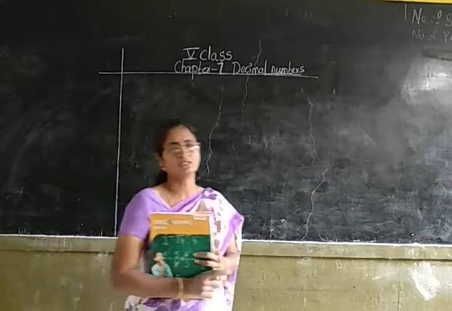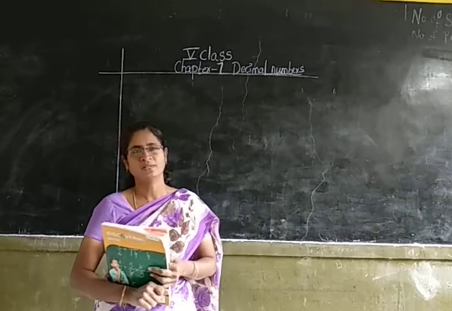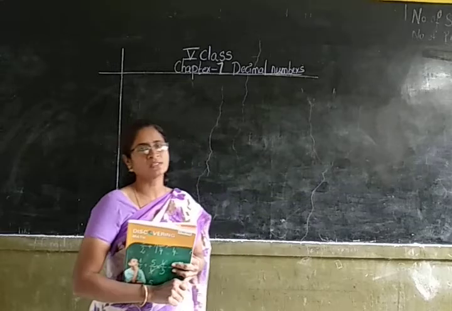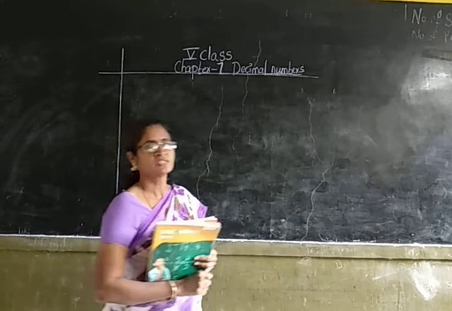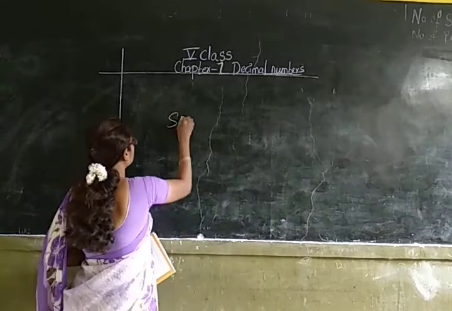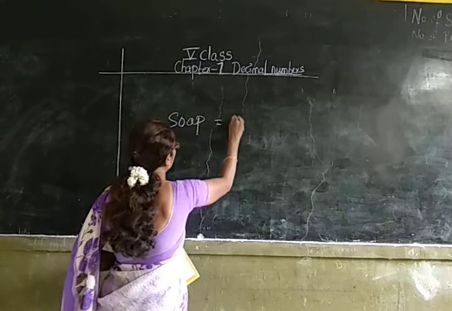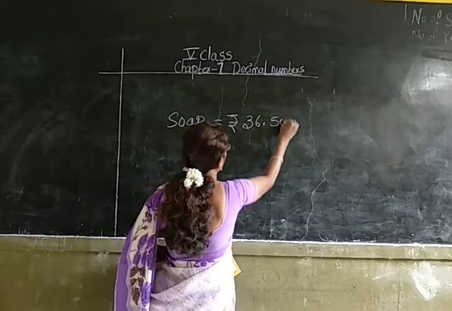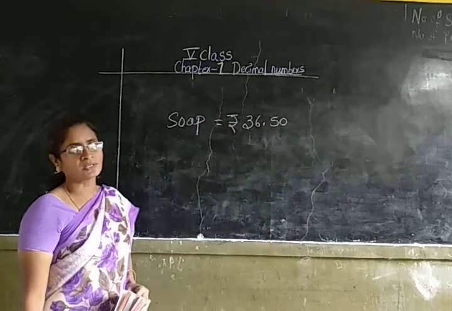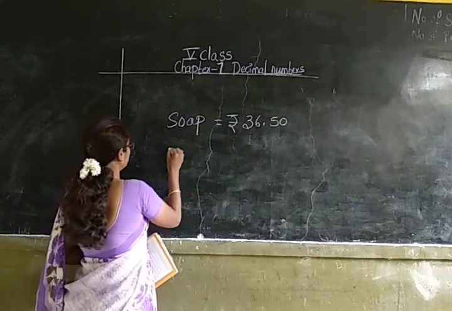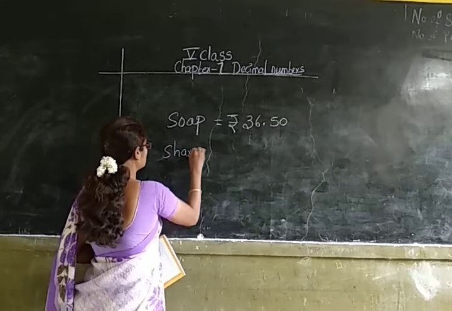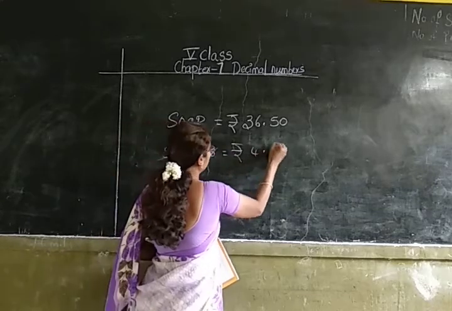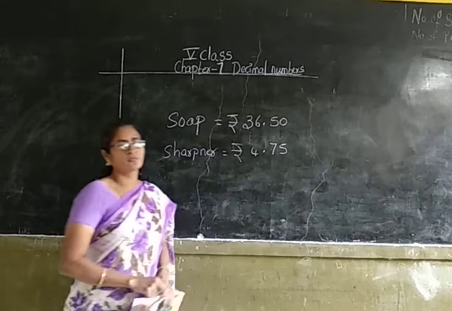Okay children, today let us start a new chapter, chapter 7, decimal numbers. In your daily life, you must have come across certain numbers which have a point in them, isn't it? For example, the price of a soap is rupees 36.50. Similarly, the price of a sharpener is rupees 4.75.